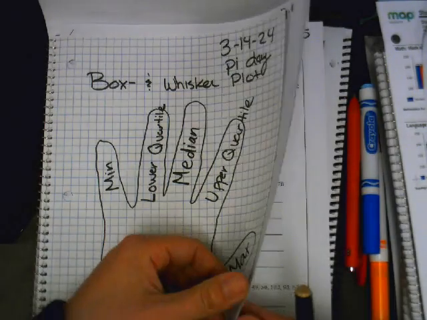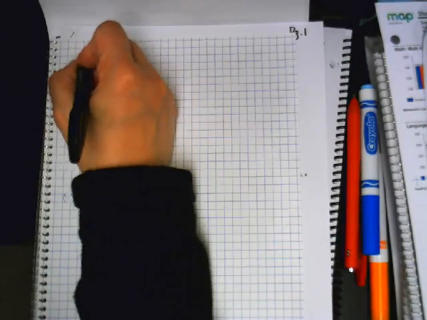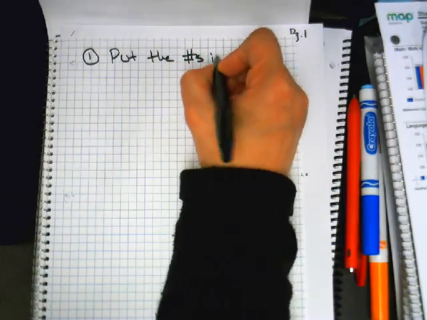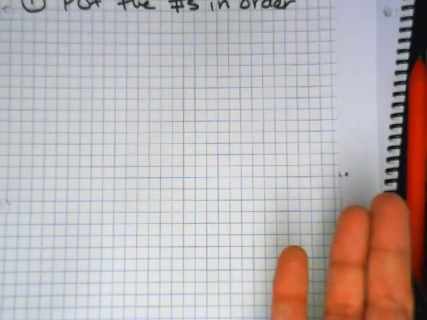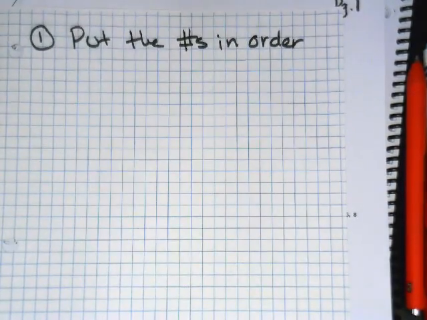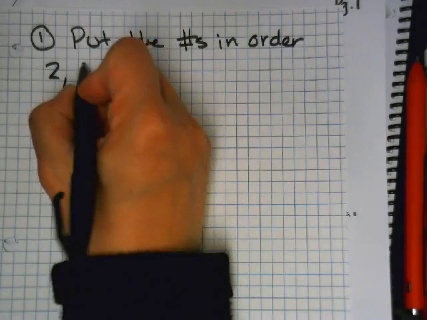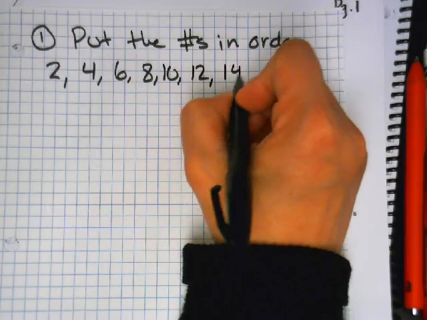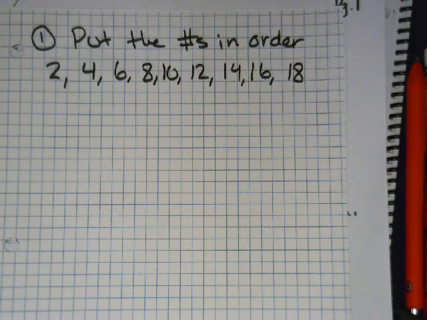Okay. So, we're going to give you a list of numbers. We're going to create a box and whisker plot. The first thing you do is put the numbers in order. I'm going to give you the numbers in order. So, the numbers are 2, 4, 6, 8, 10, 12, 14, 16, and 18. So 2, 4, 6, 8, all the way to 18.